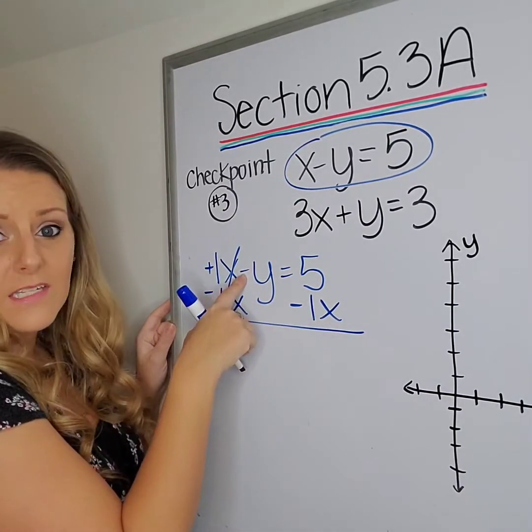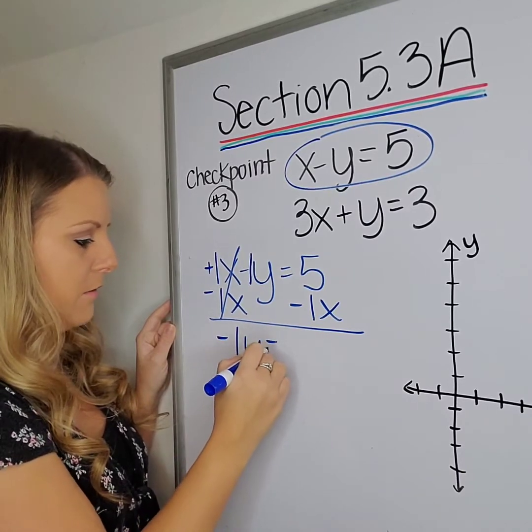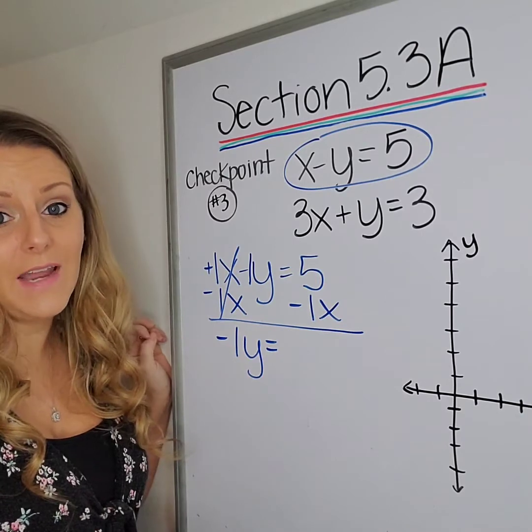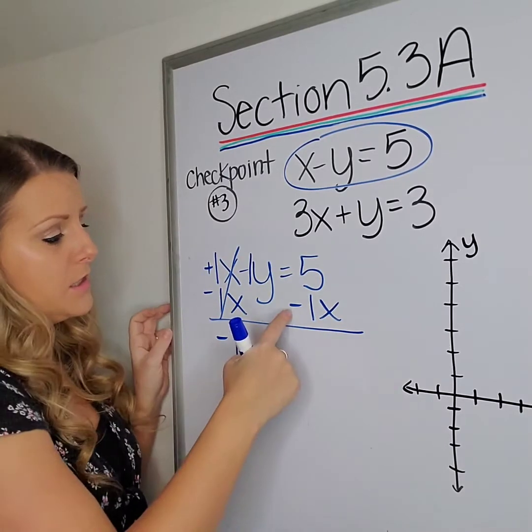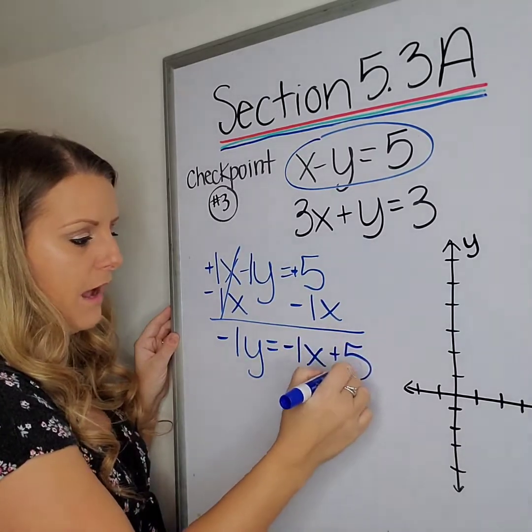Now be careful. This is a negative y, or a negative 1y. So if you want to write that, go ahead and make sure it's a negative, because y is not by itself. There is a negative out in front we have to deal with. So we've got a negative 1x, and that's a plus 5.